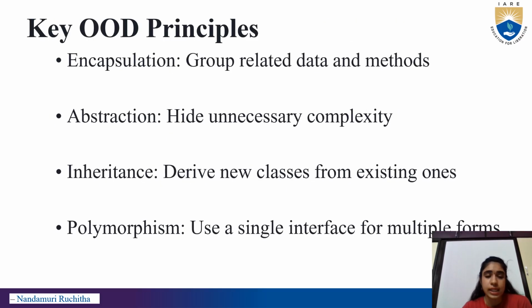Next, what are the key OOD principles? Encapsulation, abstraction, inheritance, and polymorphism. First, let us know about encapsulation. Grouping related data and methods is called encapsulation. Next, abstraction. Hiding unnecessary complexity is known as abstraction. Inheritance. Inheritance means deriving new classes from existing ones. Next, polymorphism. Use a single interface for multiple forms.